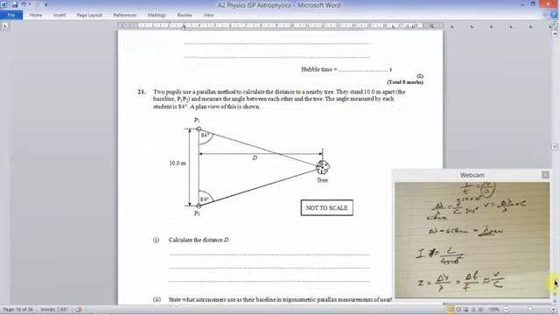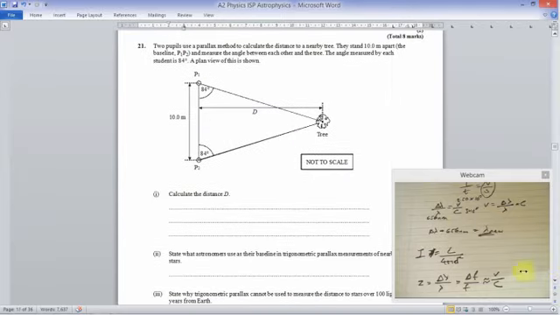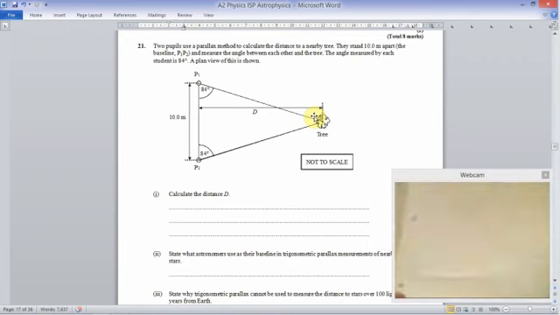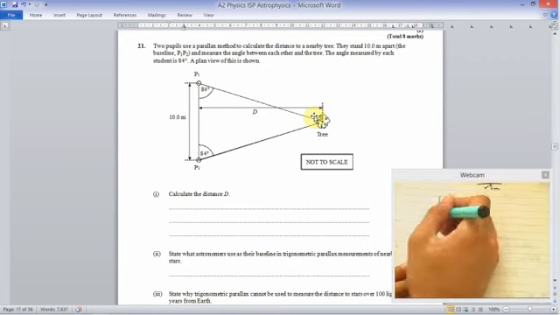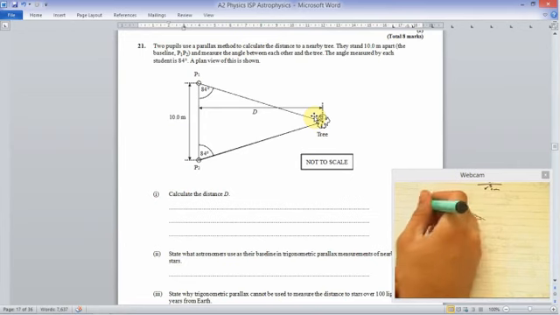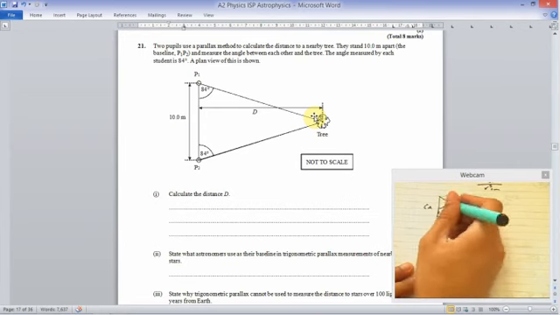Question 21. They want us to calculate the distance to the tree. We know that this is 10 meters from here to here, so we know the baseline. We know it's 84 degrees as part of this over here. So we want to figure out d. Essentially we've got a triangle as part of this. So here's our triangle: 5 meters and 84 degrees.